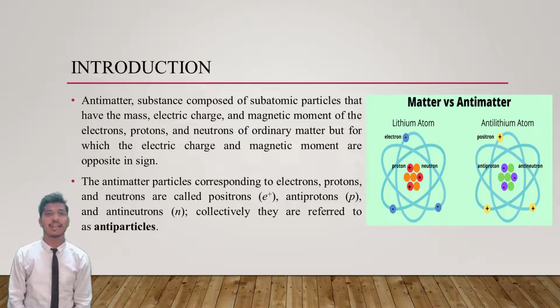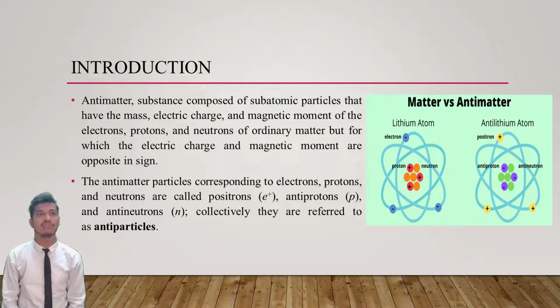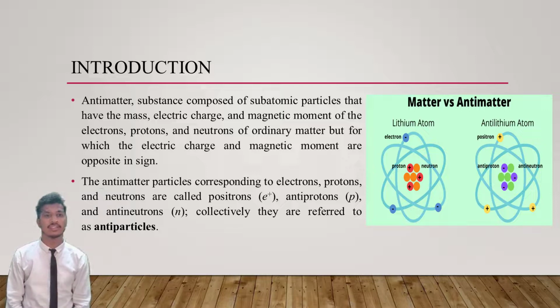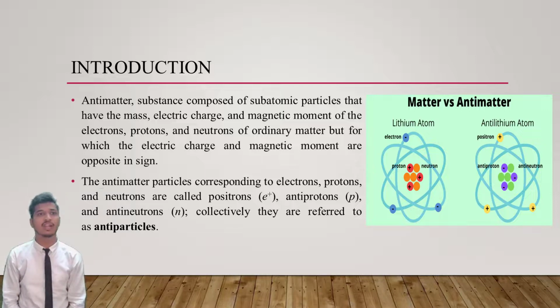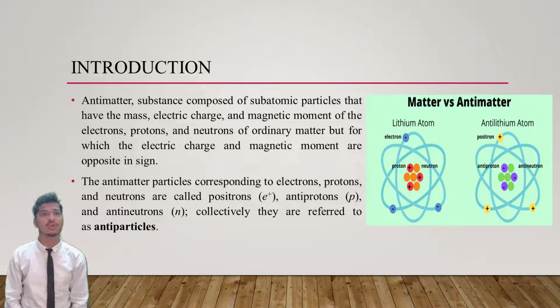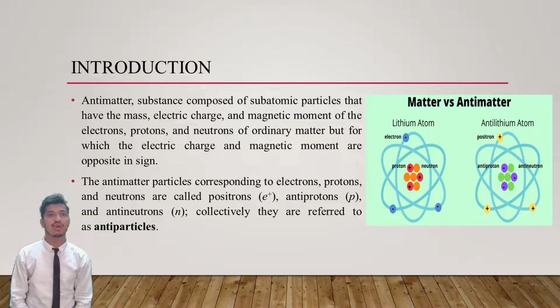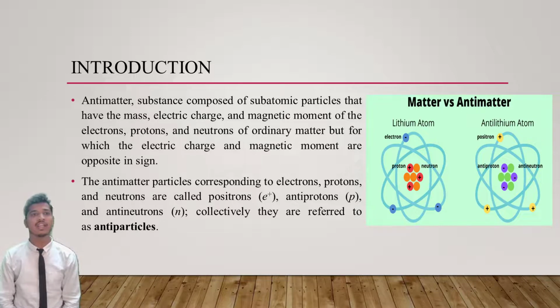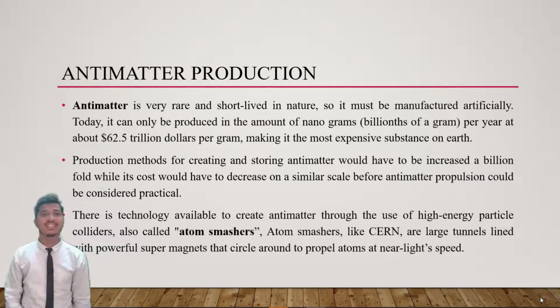Particles with no electric charge, like neutrons, are often their own antimatter partners, but researchers have yet to determine if mysterious tiny particles known as neutrinos, which are also neutral, are their own antiparticles. So my next slide is antimatter production.